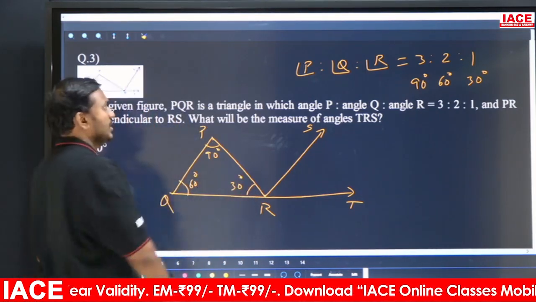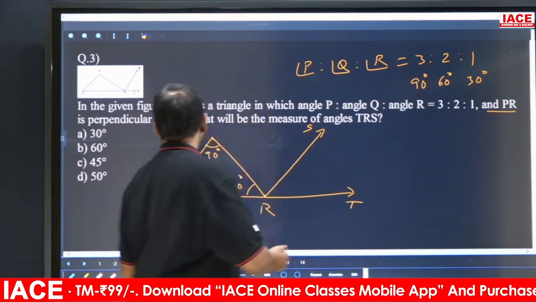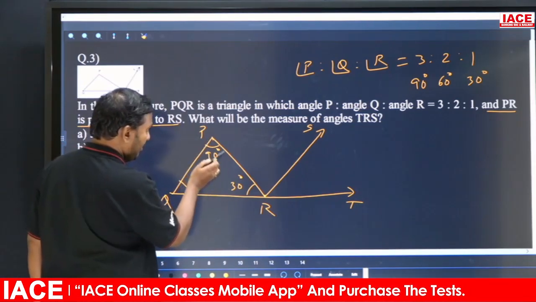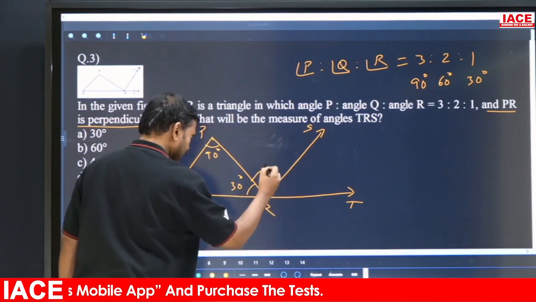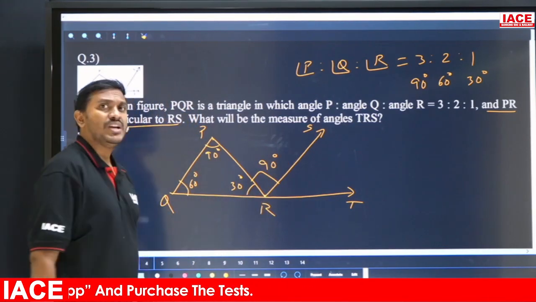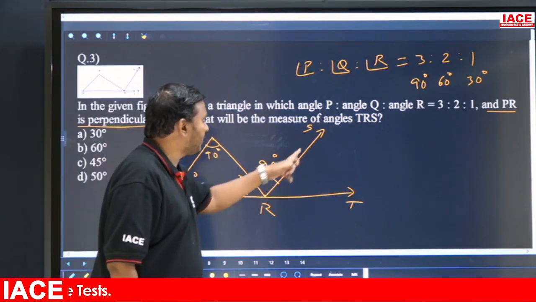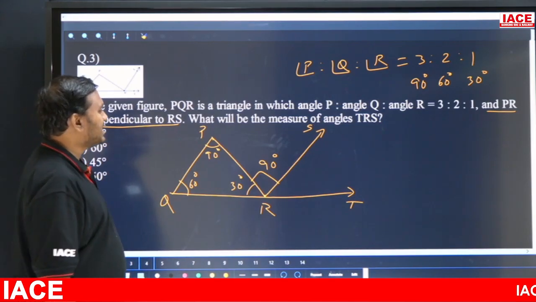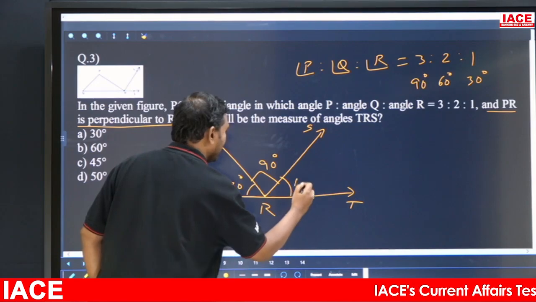And angle R is how much? 30 degrees, right? And next, PR is perpendicular to RS. PR and RS both are perpendicular to each other. Means here the angle is how much? 90 degrees. So PR is perpendicular to RS, so here it forms 90 degrees. Then what is angle TRS?